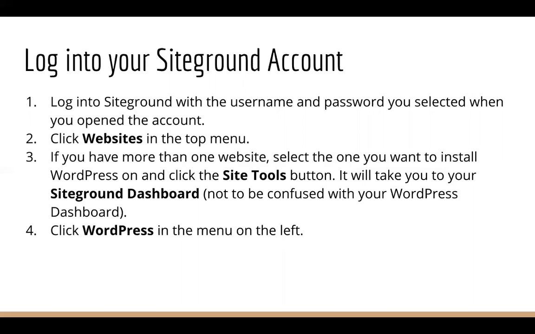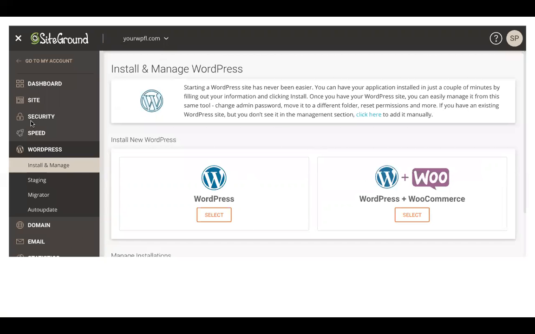If you have more than one website, select the one that you want to install WordPress on. If you only have one website, just go ahead and click the Site Tools button. It will take you to your SiteGround dashboard, which again is not to be confused with your WordPress dashboard, which we'll be meeting shortly. Then click WordPress in the menu on the left. Now, here is where the WordPress menu is. I hope you can see my cursor moving. And go ahead and click Install and Manage.